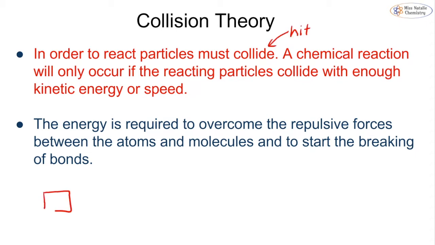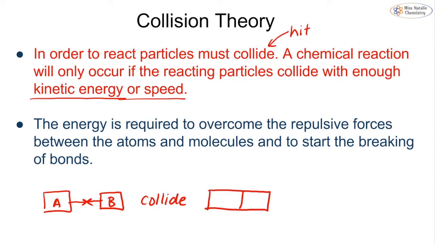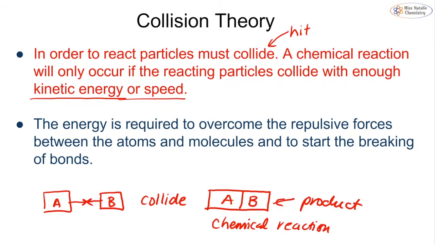So in order for A and B to react, they have to hit one another with a specific amount of energy or at a specific speed, and then once they collide, they will make the product AB. You can see that the two molecules are apart, they then hit each other, and then they become stuck together. So this is our chemical reaction taking place, and we form this product.